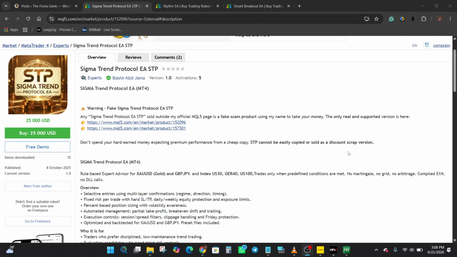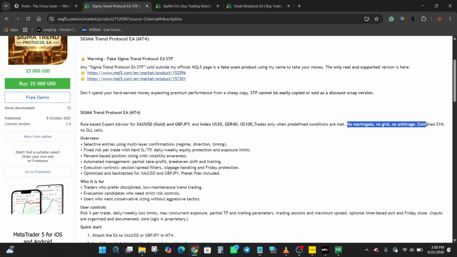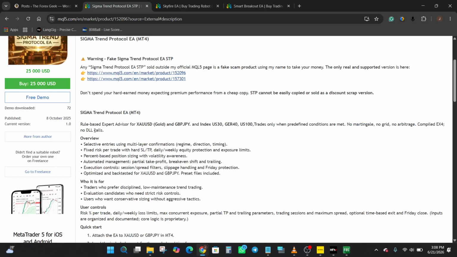Moving into the actual product description, Sigma Trend Protocol EA is presented as a rule-based expert advisor designed for XAU-USD, GBP-JPY, and selected indices including US 30, GER 40, and US 100. The developer specifically states that the EA does not use martingale, grid trading, or arbitrage techniques. The product is distributed as a compiled EX4 file and does not rely on DLL calls.